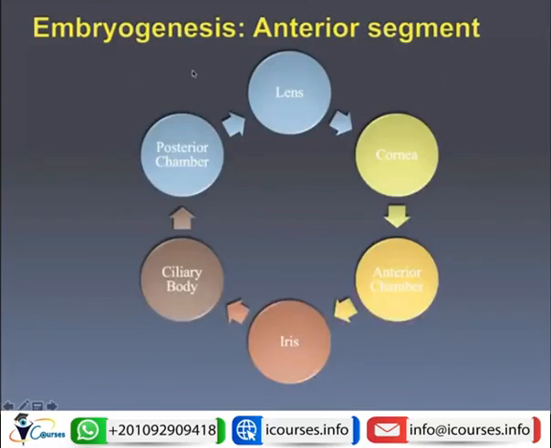So what we will discuss in the first part are six structures forming the anterior segment. We study first the lens and the cornea, anterior chamber and iris, ciliary body, and finally the posterior chamber.